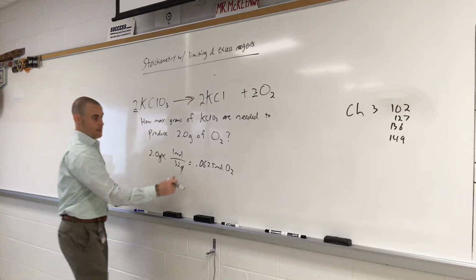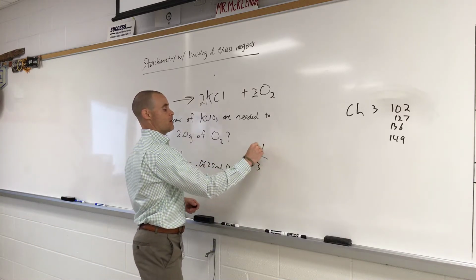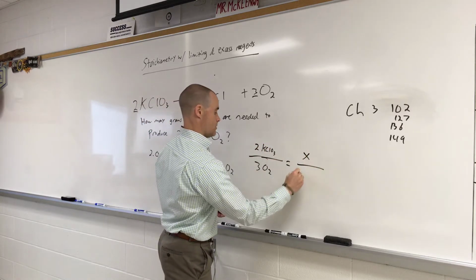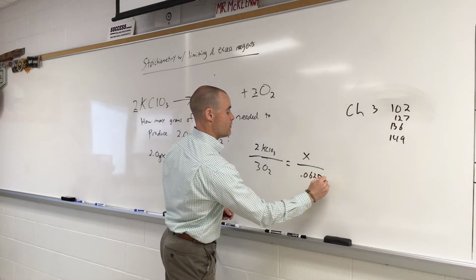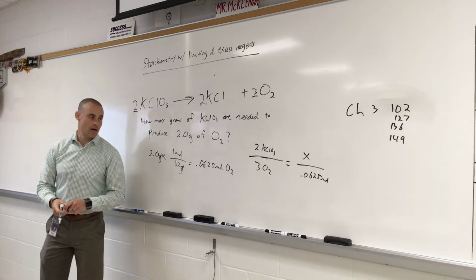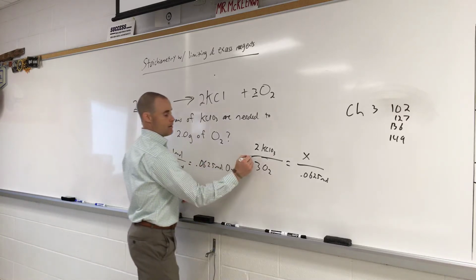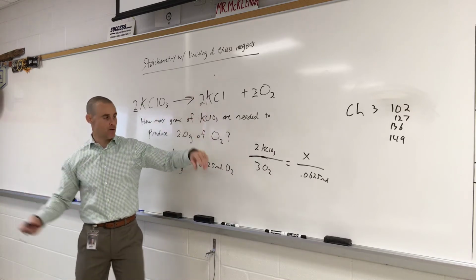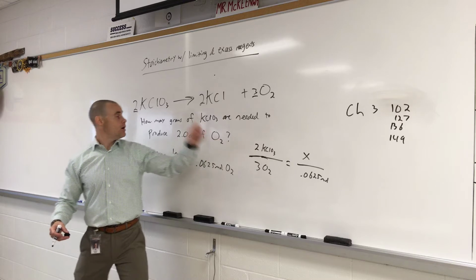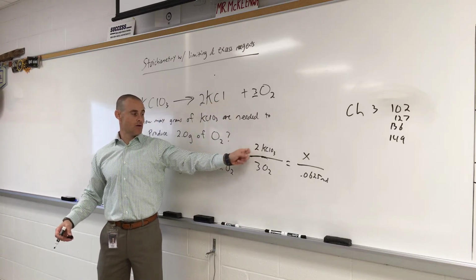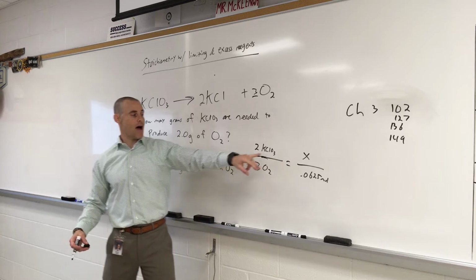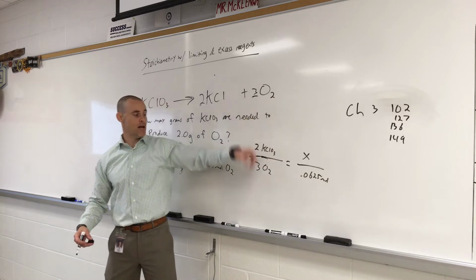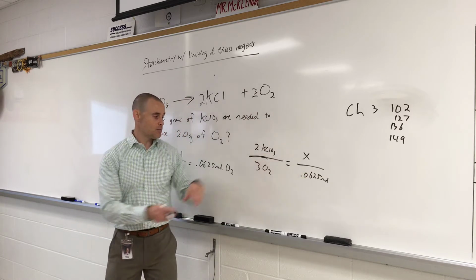So I have 2 to 3. So here's my KClO3. Here's my O2, X to 0.0625 moles. So I still do proportions sometimes, just because it makes sense in my head. You can actually do this work just like this, but I like to do it this way. Hopefully you're okay with that. So I know it's a 2 to 3 ratio. So 2 moles produces 3 moles. Well, how many moles do I need if I only want to make 0.0625? I don't want 3. I want 0.0625.